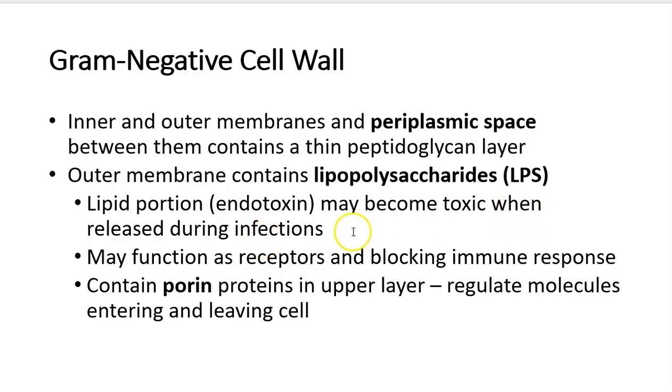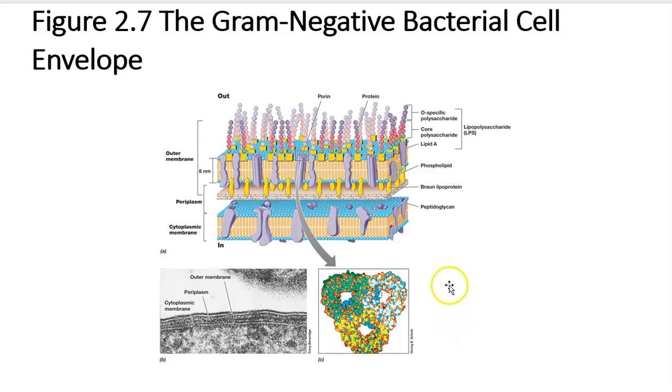when they are released during infections. Okay. And they have porin proteins in that upper layer, and they regulate what enters and leaves the cell. So you take a look at the gram-negative. Well, this looks a whole lot different.